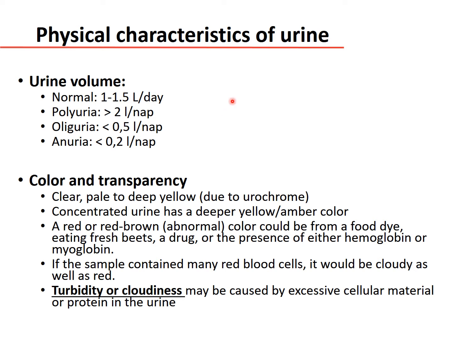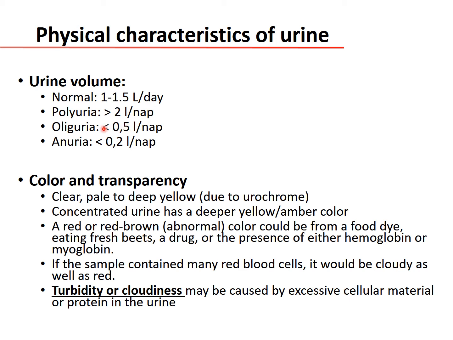The physical characteristics of urine. Let's start with the urine measurement. The normal urine volume is about 1 to 1.5 liters per day. If we have more than 2 liters, we talk about polyuria. If it's less than 500 ml per day, that's oliguria.